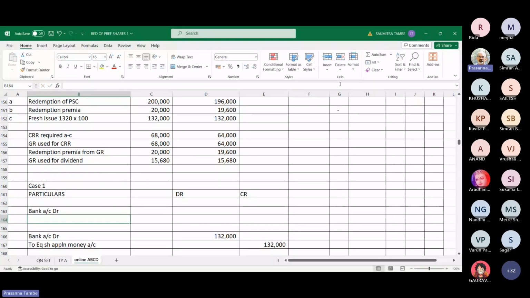Bank account debit to calls in arrears account. 1,000 rupees was the amount of arrears that we have already collected. So bank account debit to calls in arrears account. Done.